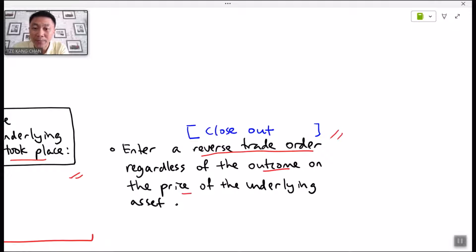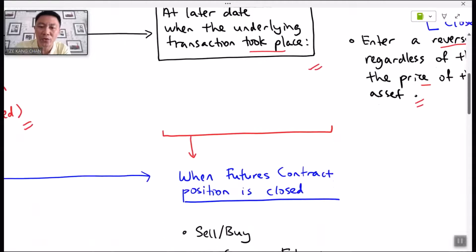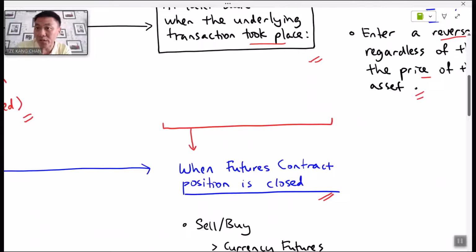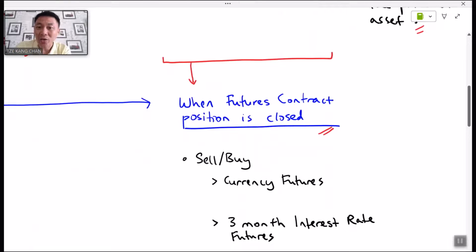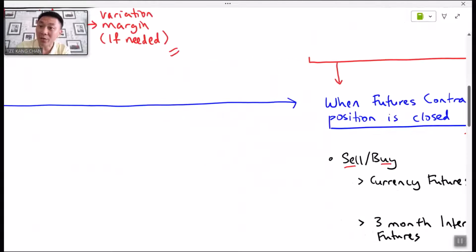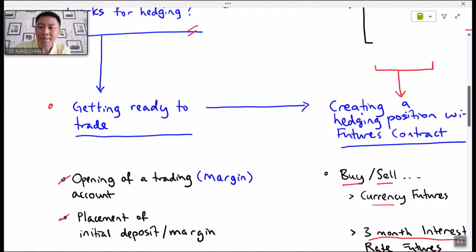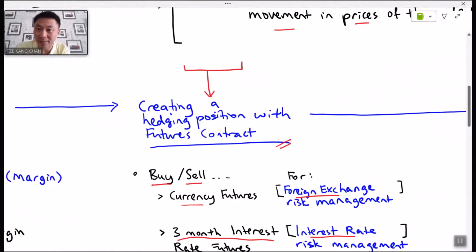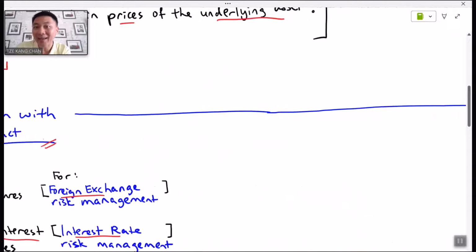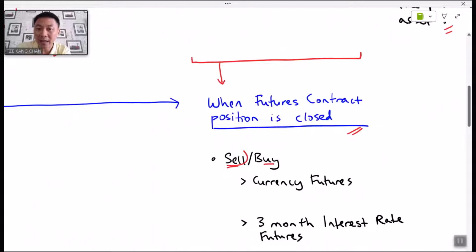Regardless of the outcome of the price movement on the underlying asset, the reverse trade order simply refers to when the futures position is to be closed. This trade order involves either selling or buying the future. Just a reminder to you, should a futures position be created at the beginning by buying the futures contract, then upon closing out, the hedger will need to sell the futures to net off the earlier obligations. Vice versa, if the futures contract was sold at the beginning, now it will have to be bought.